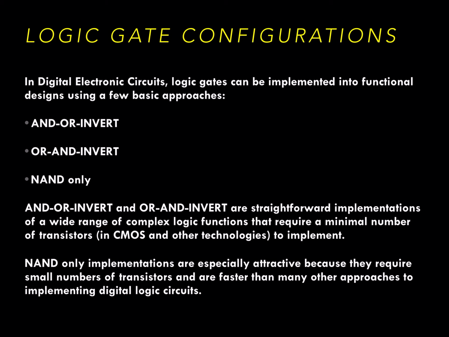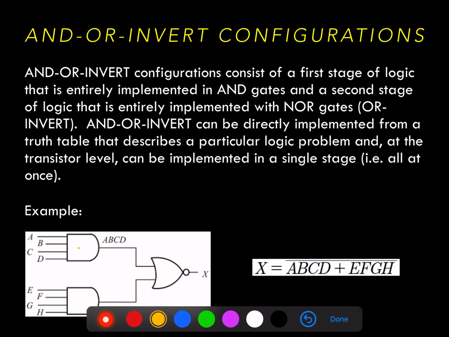The first configuration is the AND-OR-INVERT configuration, and it consists of a first stage of logic that's AND gates, a second stage that consists of the OR function, and a third stage that consists of inversion. AND-OR-INVERTs can be directly implemented from a truth table to describe a particular logic problem, and at the transistor level can be implemented in a single stage so that the output is calculated within a single clock cycle.